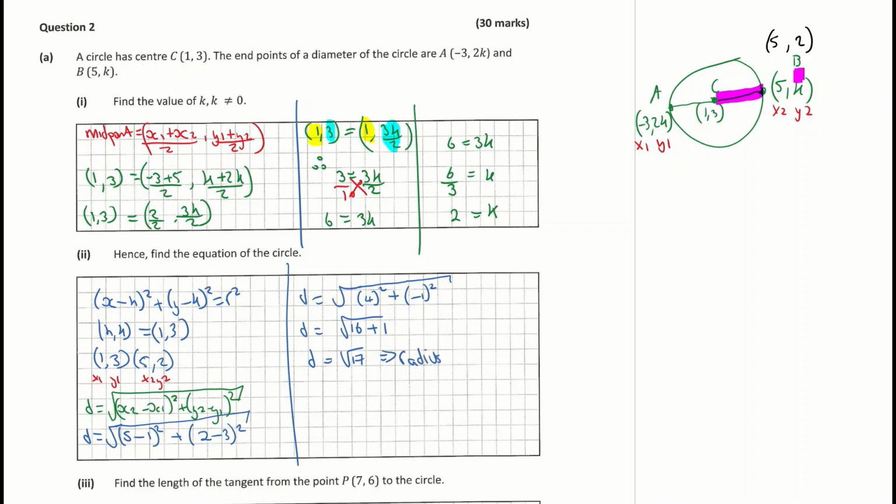And now I'm going to put that all back into my equation of the circle. So therefore, my equation of the circle is x minus h, which is 1, squared, plus y minus k, which is 3, squared, equals the square root of 17, all to be squared. So no need to multiply out the left-hand side of the equal sign. So x minus 1 squared plus y minus 3 squared, but the square root of 17 squared is 17. And that's the equation of my circle.